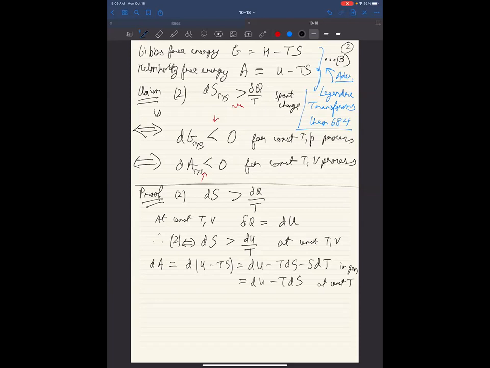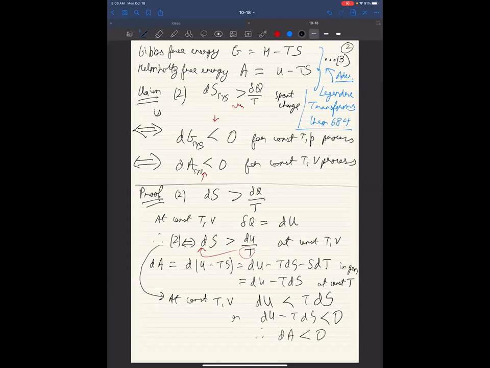Now if you look at this equation, this is telling us that at constant temperature and volume, dU should be less than TdS, right? I bring the temperature term to the left-hand side, and take dU to the left side, so dU minus TdS is negative, but at constant temperature, this is the same as dA, right? Therefore, dA less than 0.